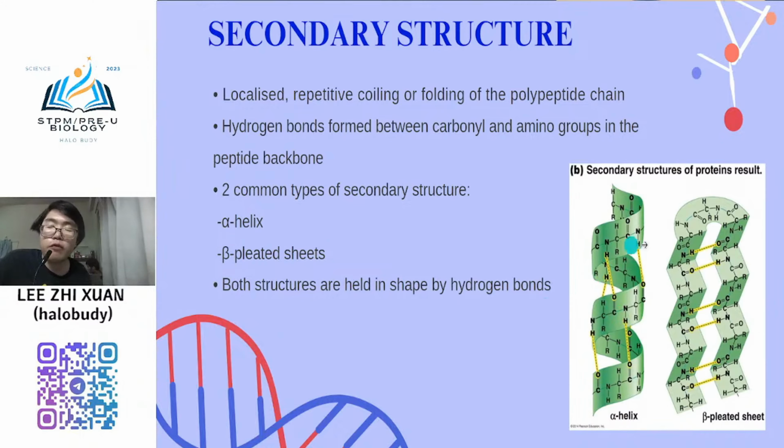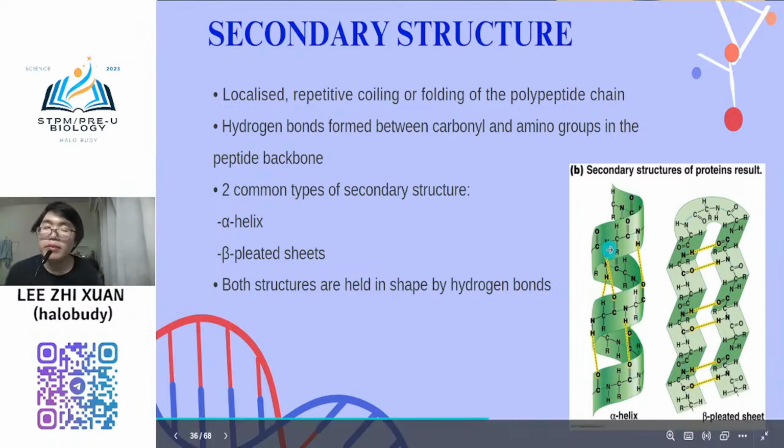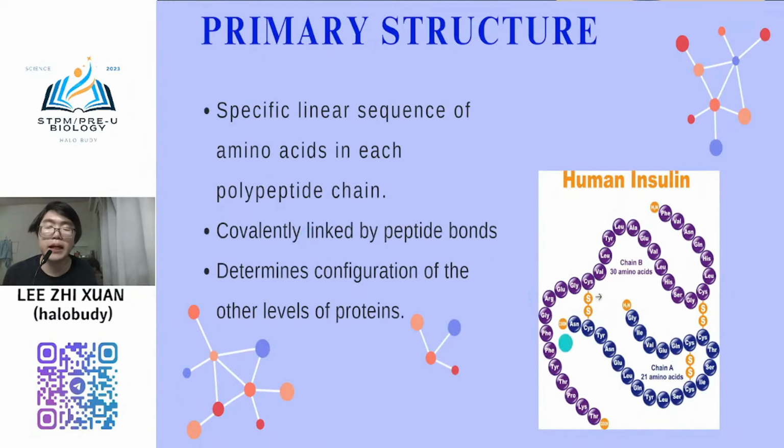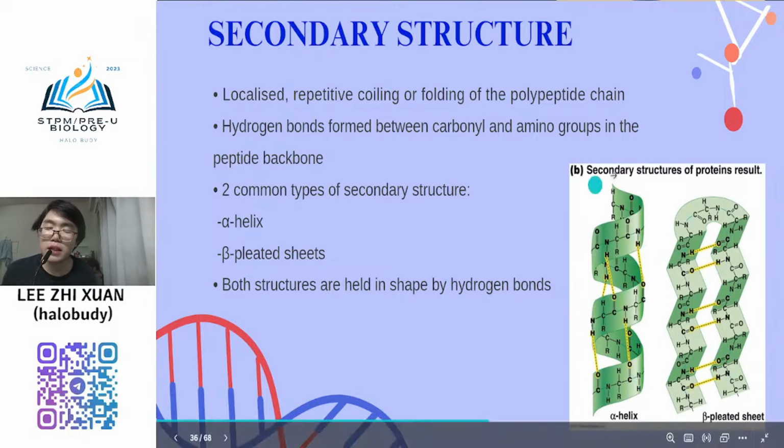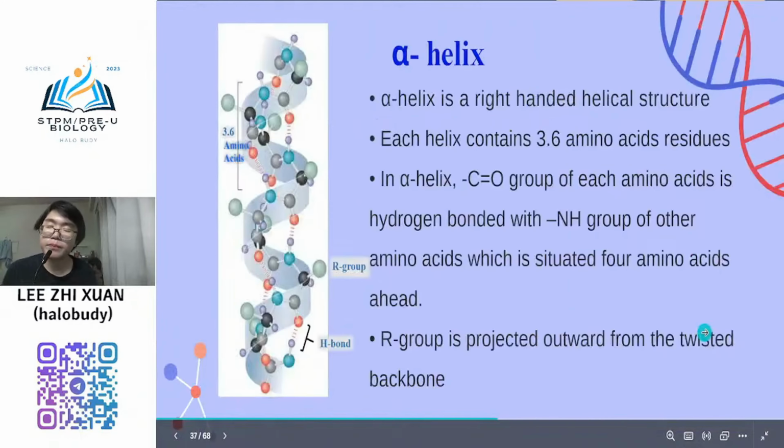Why can they form like that? Due to hydrogen bonds. Hydrogen bonds can make the structure like that. The key component is the hydrogen bond. If no hydrogen bond, they will just form like this only, just covalent bonds joining together, only like that. But due to the presence of hydrogen bonds, they will form the helix structure and also the beta pleated sheet structure.